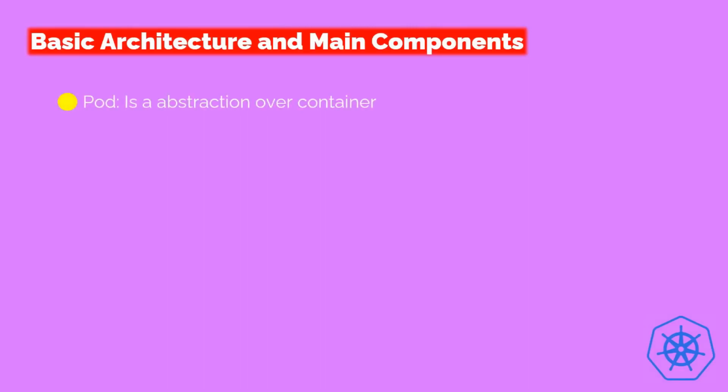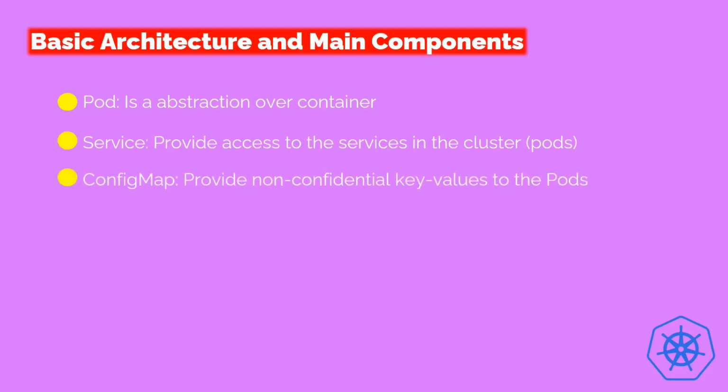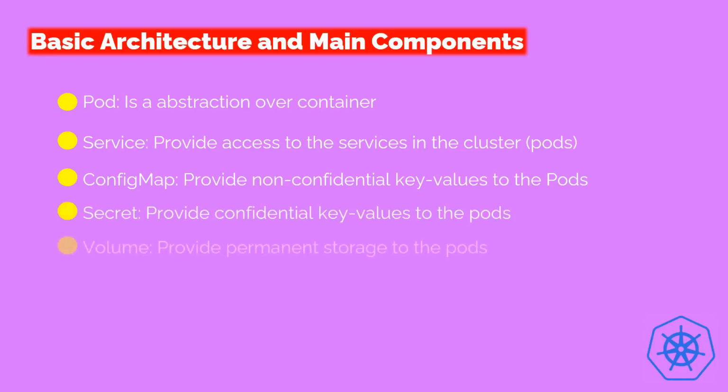Pod is an abstraction over container. Service provides access to the services in the cluster, like pods. Config map provides non-confidential key values to the pods. Secret provides confidential key values to the pods. Volume provides permanent storage to the pods. And deployment provides declarative updates for pods. So we can scale, we can increase replicas or decrease replicas of each pod.